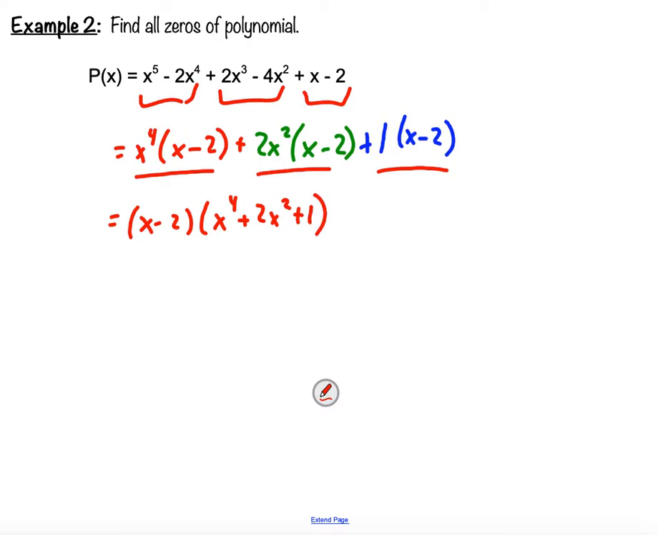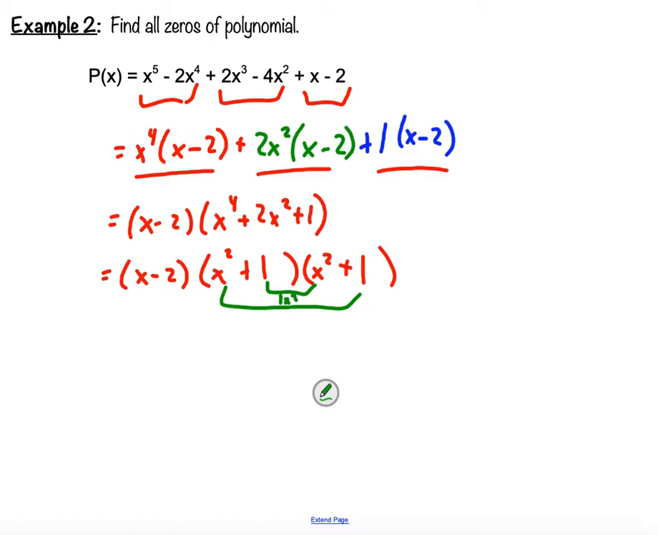All right, so let's see if we can still factor down that x to the 4th plus 2x squared plus 1. So what times what gives me x to the 4th? Oh yeah, x squared. What times what gives me 1 and adds to give me a 2? A 1 and a 1. So does that work? Check the inners and outers. A 1x squared plus a 1x squared does indeed give me a 2x squared, so it does factor.